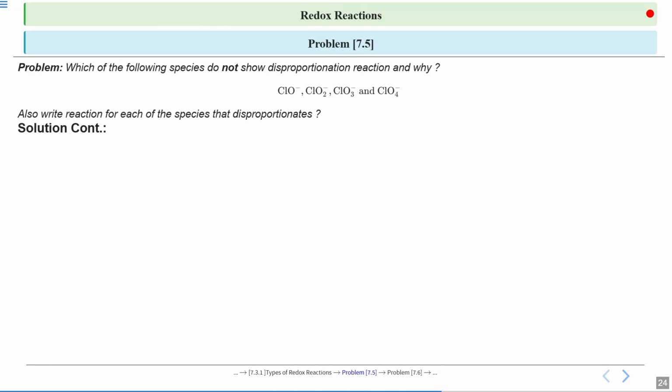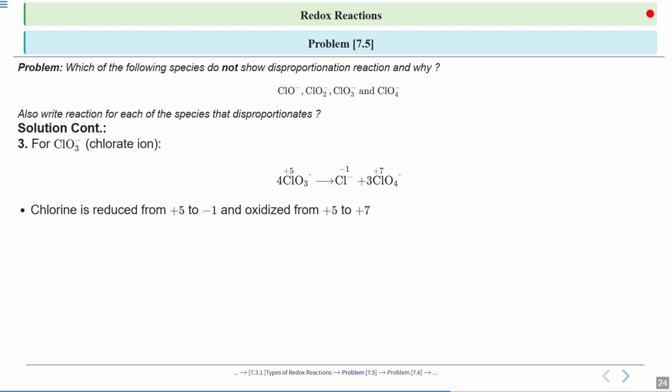In the next, that is the third one, ClO3 negative, that is the chlorate ion. If we look at the reaction, 4 ClO3 negative gives Cl negative plus 3 ClO4 negative. Again, in this case also, the chlorine is reduced from +5 to -1 and oxidized from +5 to +7. Thus, it can show a disproportionation reaction.